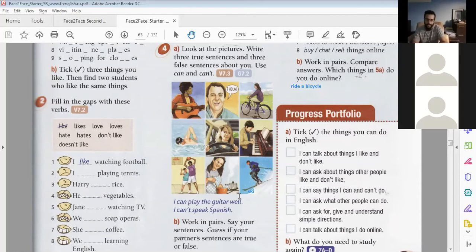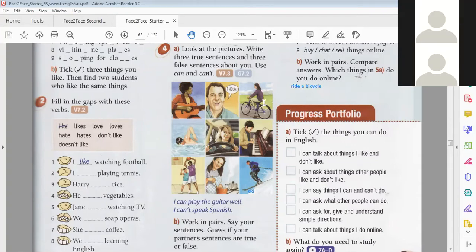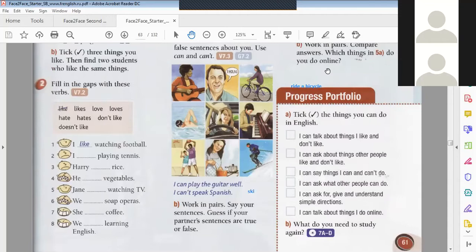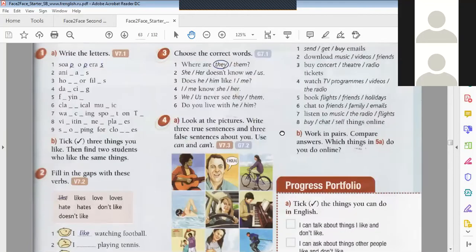Okay, I can ski or I can't. Can you ski? I can't ski. All right, okay, good. All right, so these are examples of some of the things about ability, how to talk about ability, things you can do, things you can't do.